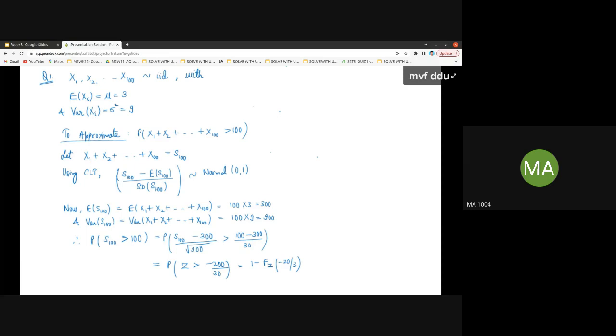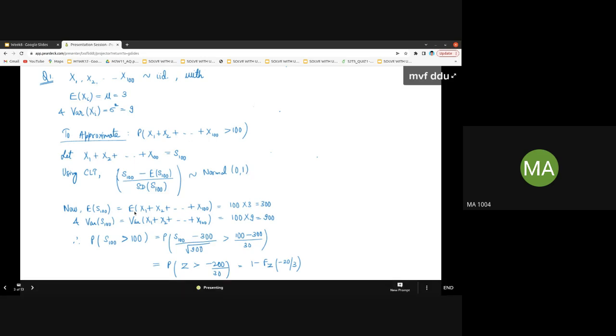Now we have to compute the expected value of S100 and the standard deviation of S100. The expected value of S100 is nothing but the expectation of X1 plus X2 and so on to X100. So this will be the expected value of X1 plus the expected value of X2 plus the expected value of X3 and so on up to the expected value of X100. Each expectation is equal to 3 and there are 100 like that, so it will be 100 into 3, which equals 300.